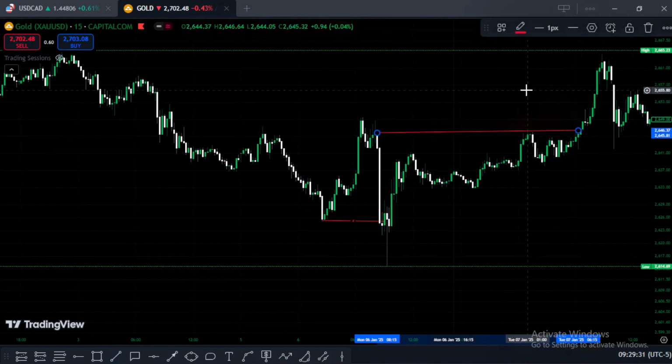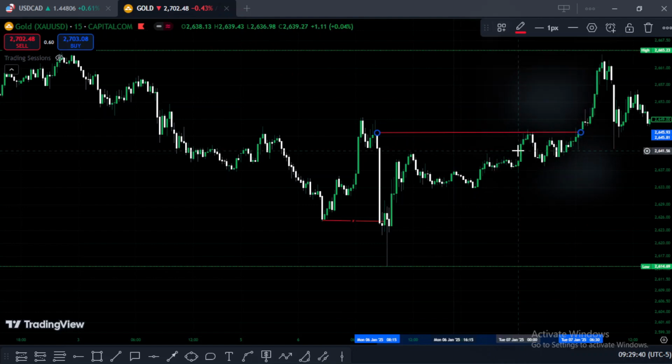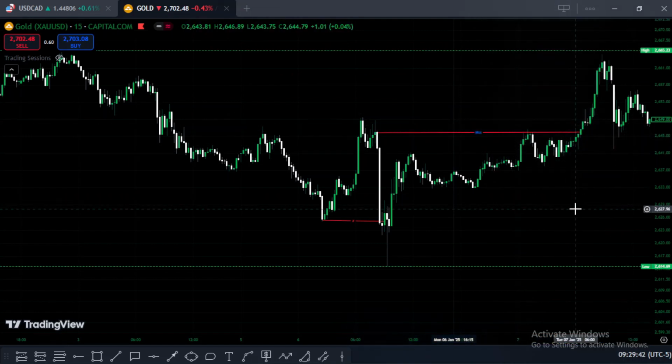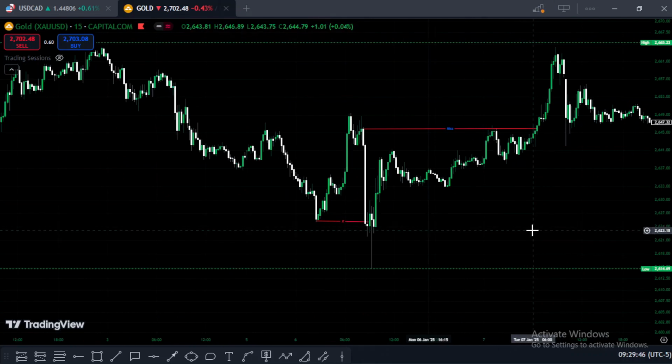Okay, so what do you see? You see a bullish engulfing, right? A bullish engulfing candle that closes above this high. So this becomes our market structure shift. The next thing you're going to be waiting for is price to fill a fair value gap.